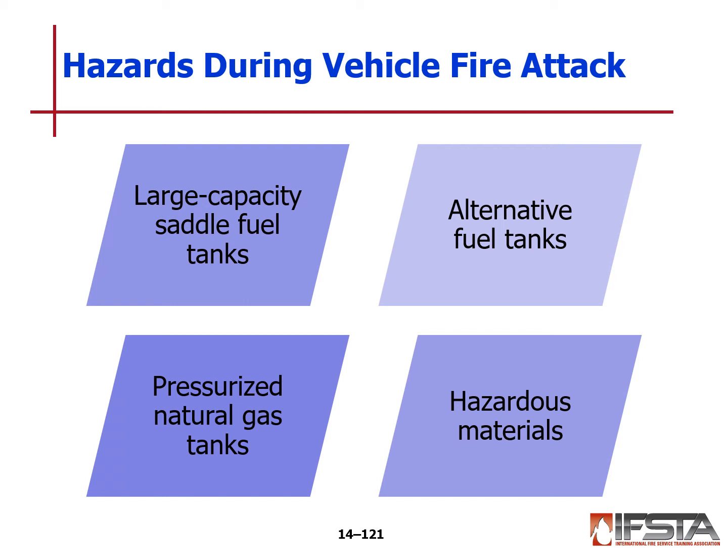Hazards during our vehicle attacks could be large capacity saddle or side type fuel tanks, such as we see on bigger commercial vehicles. There also may be alternate fuel tanks. Some pickup trucks have dual fuel tanks, if you will. Usually they're on the same side, but not always. Pressurized natural gas tanks or cylinders, and also propane. We do have propane and natural gas driven vehicles now. There are a lot of school buses on the road now that are also propane. And another thing we have to think of is any hazardous materials that they may be hauling.